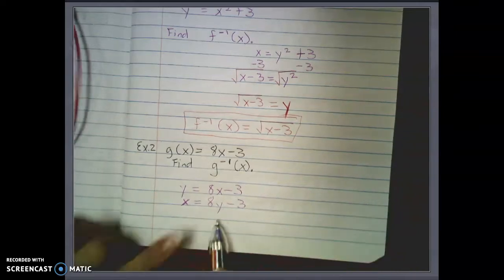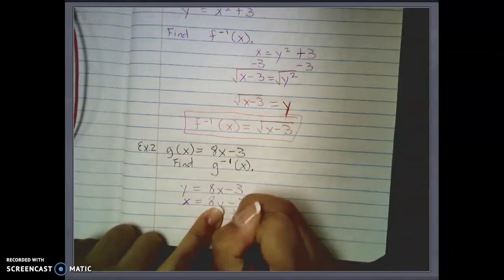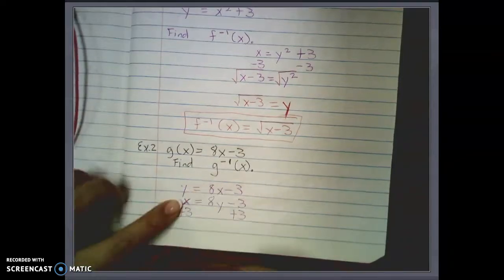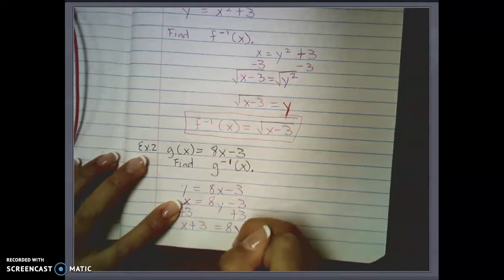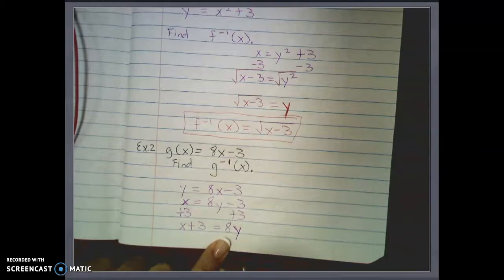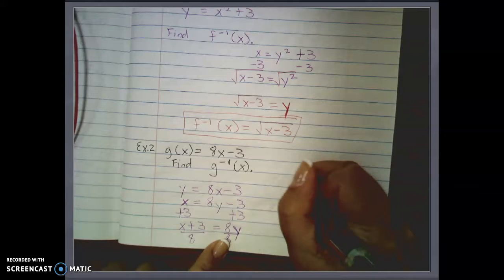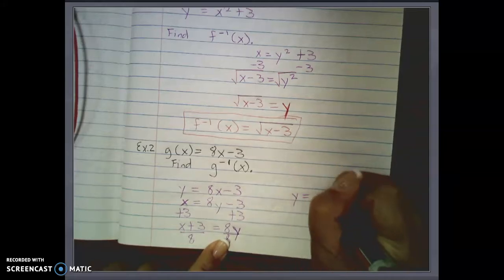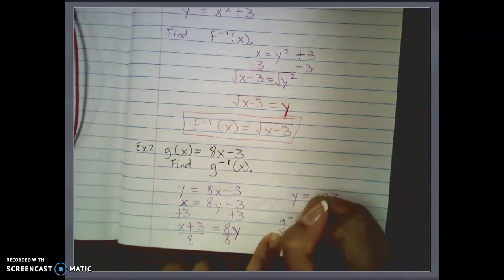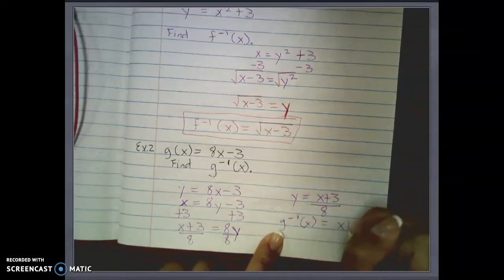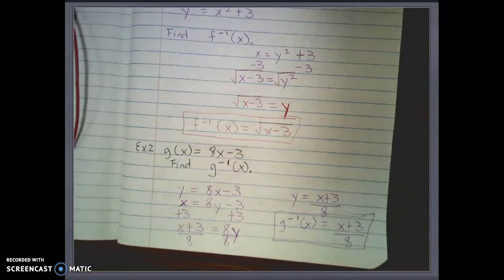And now I'm going to get y by itself. So I have to get this term with y by itself, so I have to get rid of minus 3, add 3, add 3. x plus 3 equals 8y. Now to get y by itself, it's being multiplied by 8, so I divide both sides by 8. So that means this new y is x plus 3, all divided by 8. So this is g inverse, which is x plus 3 over 8. And this is my final answer.